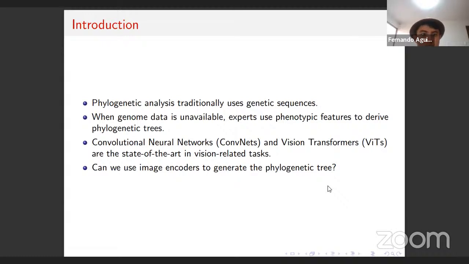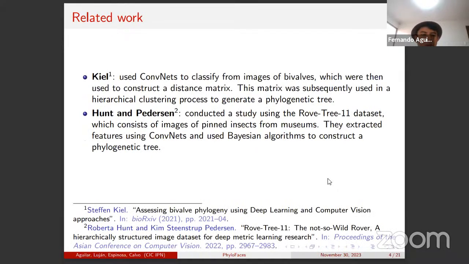So let's continue. There are only two works that I've found that are most related to this presentation. The first of them is the work of Kiel, which uses ConvNets to classify images, and then uses the error to create a distance matrix, and that matrix was used to generate the tree by using hierarchical clustering. Another approach was performed by Hahn and Peterson, who extract features with convolutional neural networks and then use Bayesian inference to construct the phylogenetic tree.